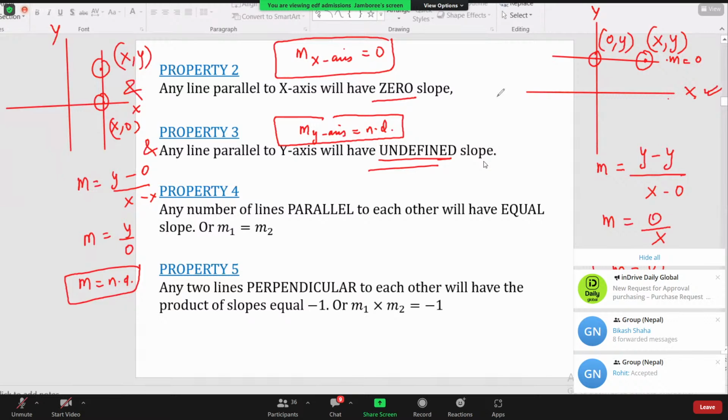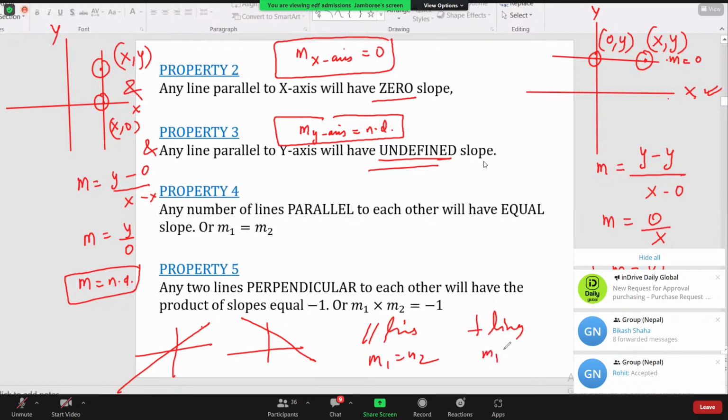So altogether, we have analyzed 6 situations here. First one is if the line goes up from left to right, it will be positively sloped. If the line goes down from left to right, it will be negatively sloped. If two lines are parallel, their slopes are going to be equal. If two lines are perpendicular, the product of their slopes will be equal to -1. If a line is parallel to the x-axis, it will have a slope of 0. If the line is parallel to the y-axis, it will have a slope of undefined or not defined.